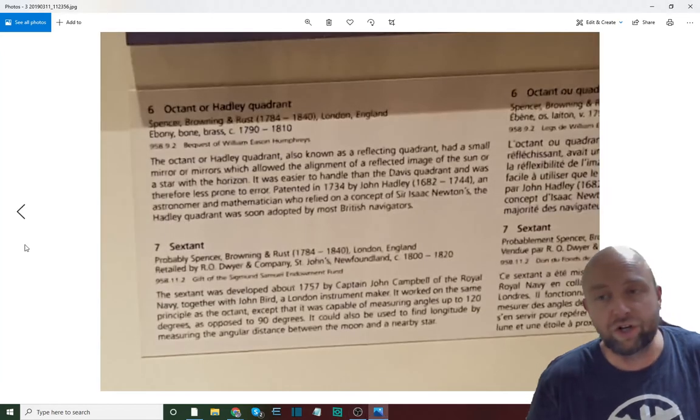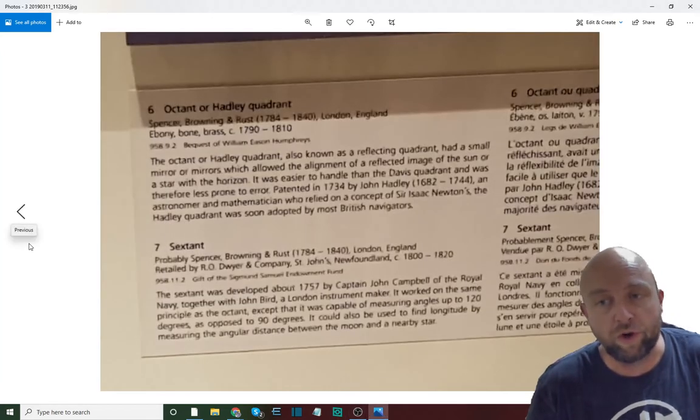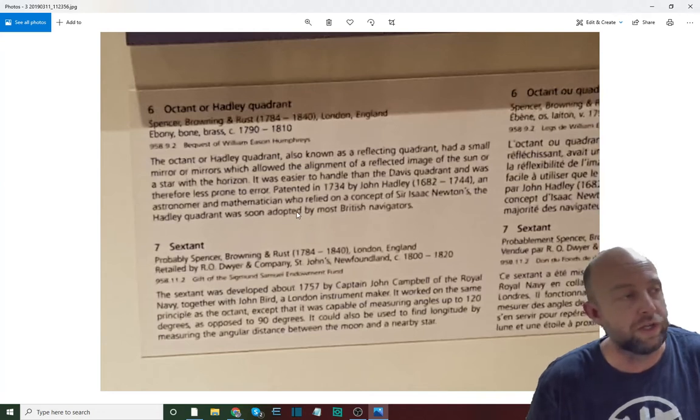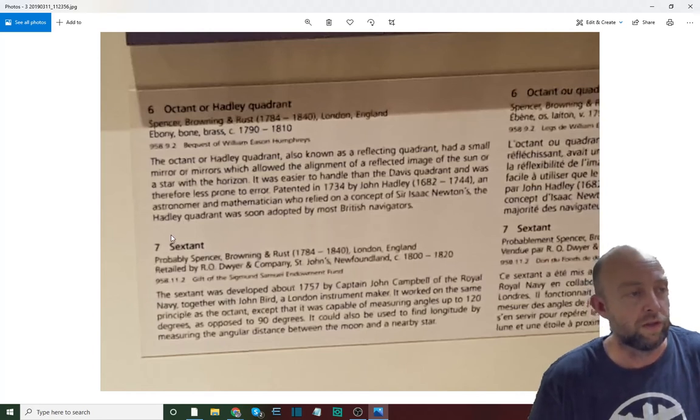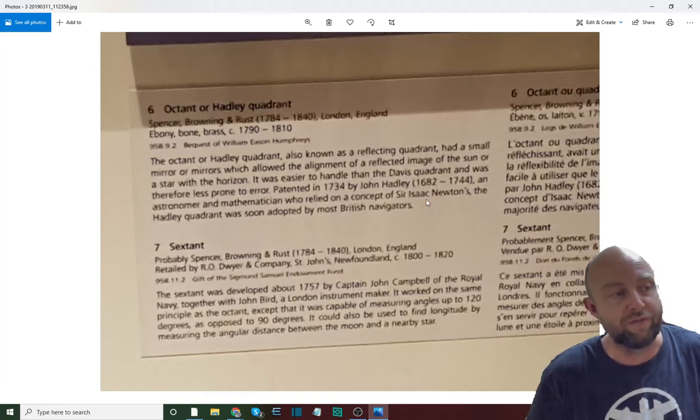Those are a picture I took at the ROM Museum in Toronto. If you want to take a look at them, they have them in a display case. And it says that they were invented from the concept of Sir Isaac Newton. The Hadley quadrant was soon adopted by most British navigators.